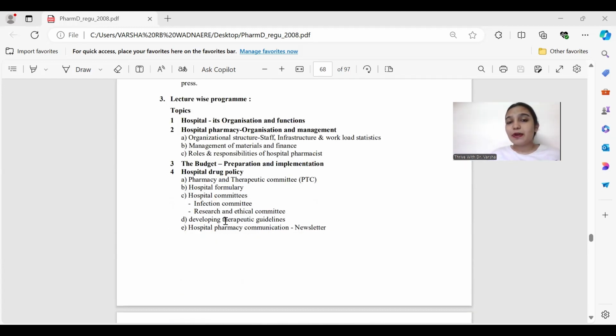Now you can expect 2 marks, 5 marks, 10 marks questions from everything, but you can get directly a question like hospital its organization and function, 10 marks. Then the organization, staff, infrastructure, you can get a layout, draw a layout. If you get that for 2 marks, give the definition or give the roles and responsibility, 2 marks, or they can give you roles and responsibility of hospital pharmacist and the infrastructure of a hospital pharmacy. Then you will have to draw as well as write. Then it will be for 5 marks.